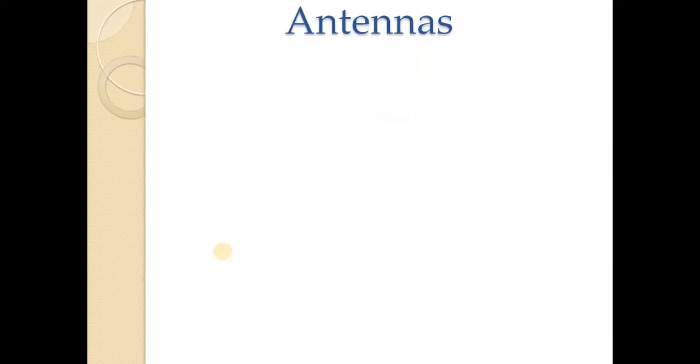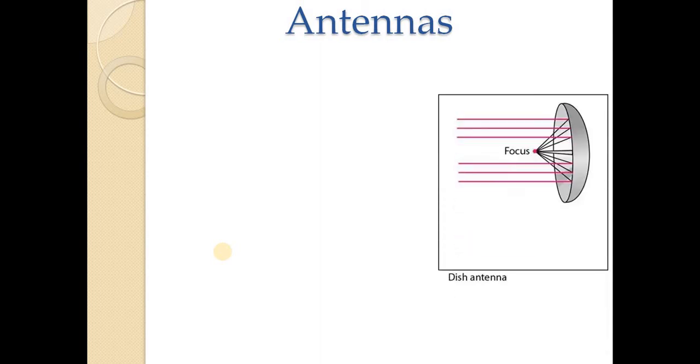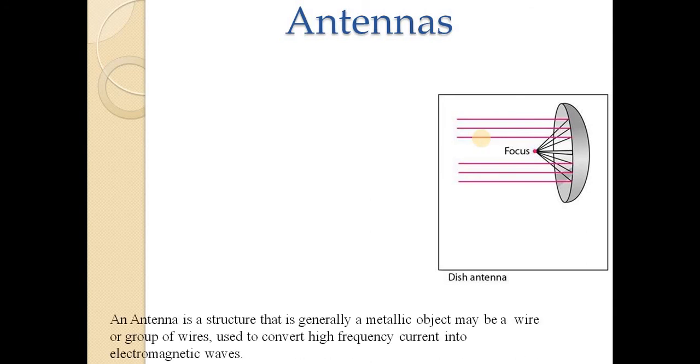Next point is the antennas. Antennas have two types, that is, the transmitting antenna and the receiving antenna. The transmitter first converts the data signal into electromagnetic waves and transmits them using a suitable antenna. The receiving antenna receives them and converts the EM waves into a data signal again. Let us see what is meant by antenna. This is the antenna, also called a dish antenna.